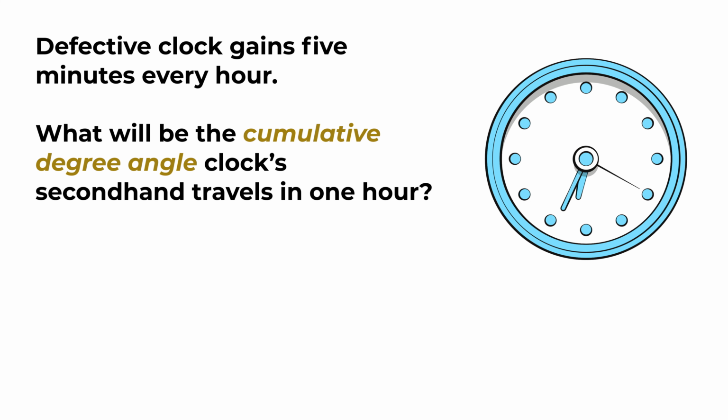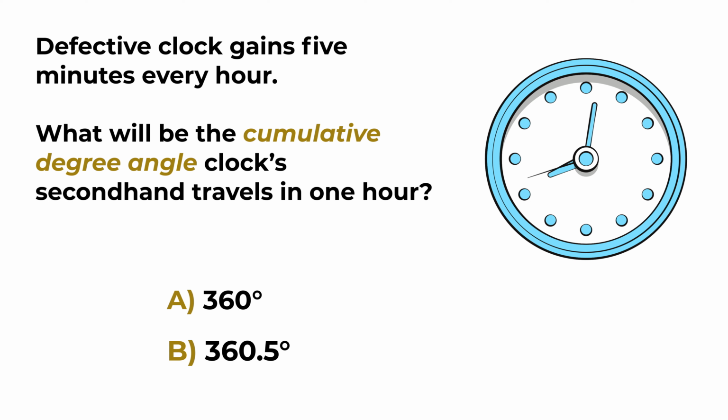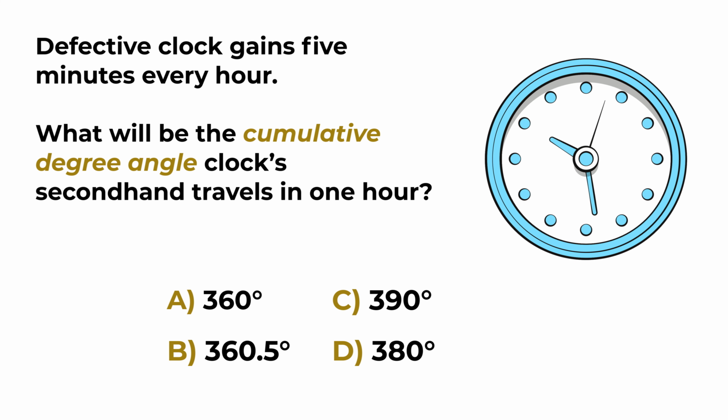You're presented with 4 different choices. Choice A, 360 degrees. Choice B, 360.5 degrees. Choice C, 390 degrees. And choice D, 380 degrees.